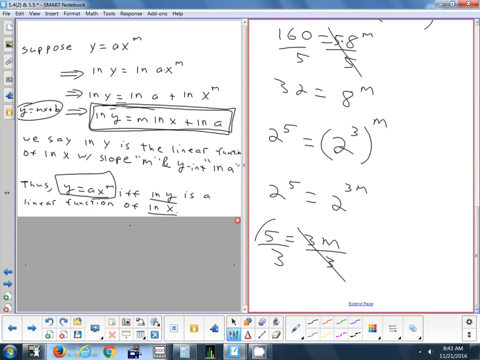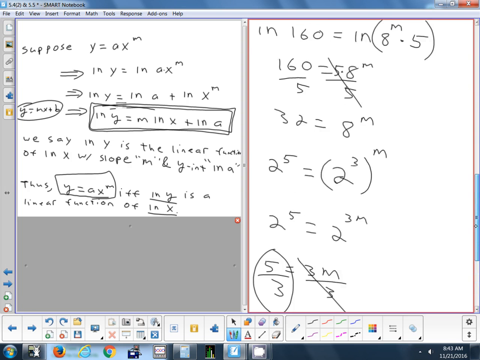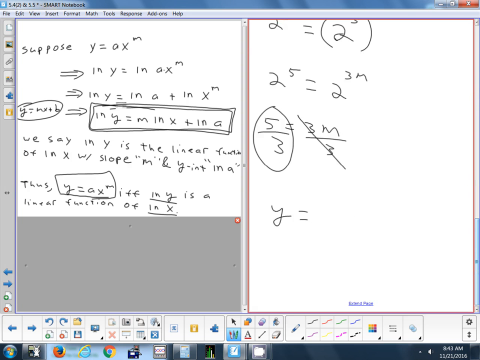So now we've got a, we've got m. Just write them, plug them in, and write the final answer. It's y equals a x to the m. Right, so what did we have for a? A was, yep, 5x to the m.